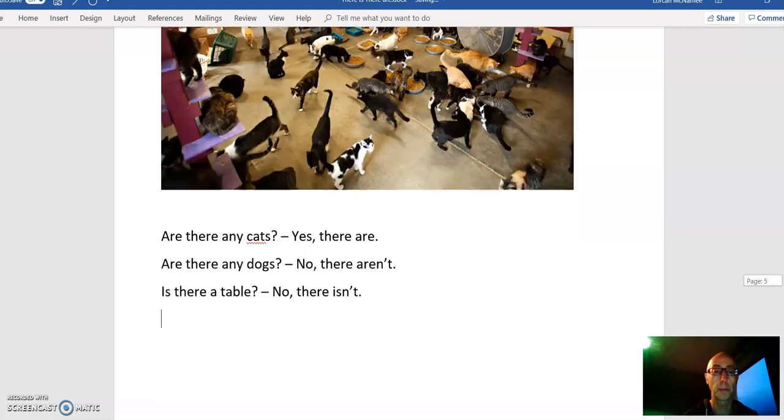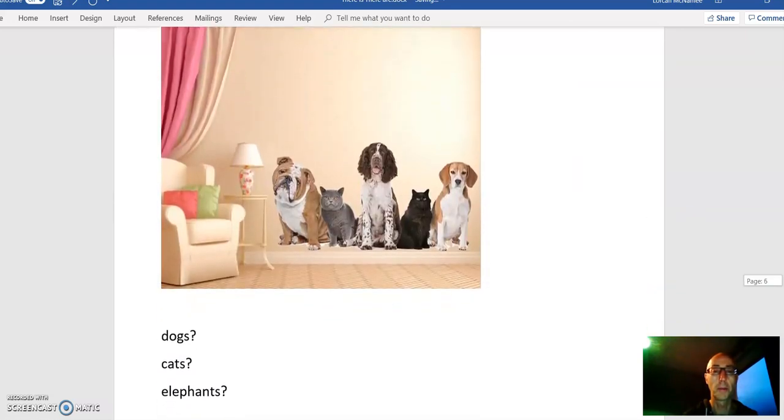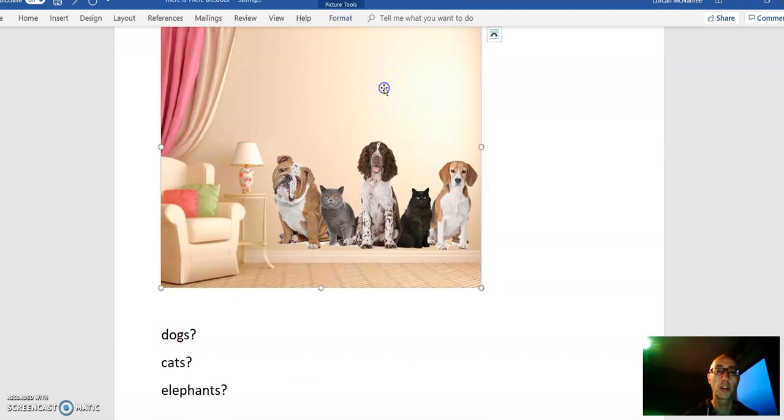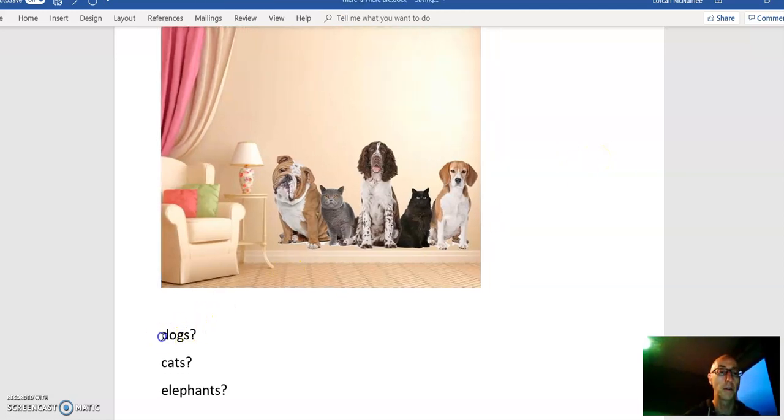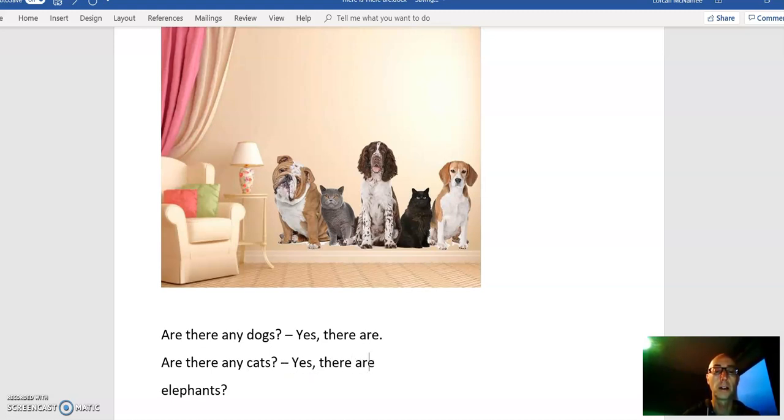Let's do another picture, just for some more practice. So this time, we're going to make a question about dogs in this picture. Are there any dogs? We can see from the picture, 1, 2, 3. Yes, there are. How about cats? What's the question? It's the same question again. Are there any cats? Yes, there are.